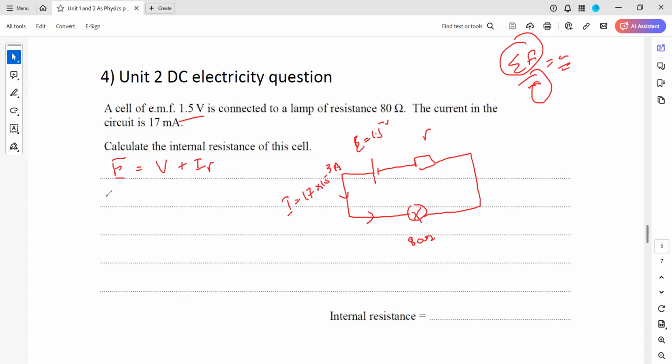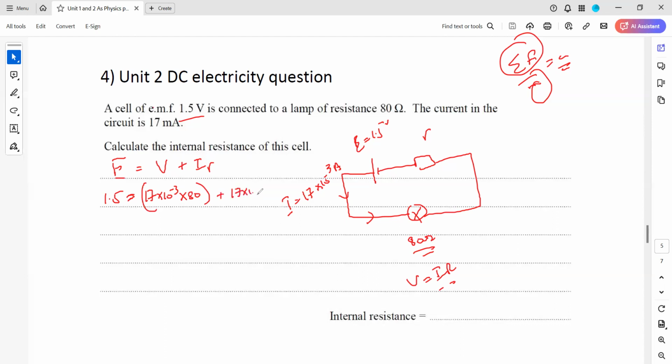So the total EMF is 1.5. What about the external voltage? The external current is 17 into 10 to the power minus 3, and the external resistance is 80. We need a voltage here, so voltage is the product of current and resistance. So 17 into 10 to the power minus 3, times the resistance, which is 80. So this will give us a value for voltage.